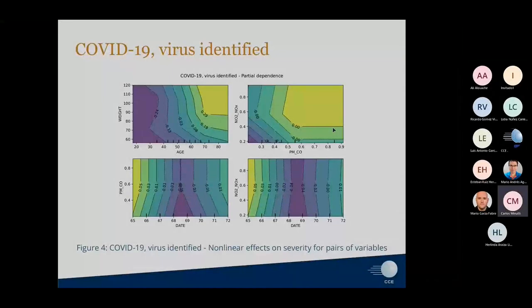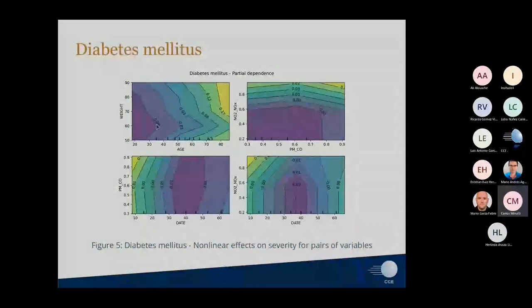For diabetes mellitus, you can see again in the weight, there is an optimal weight value with the smallest risk of severity. But if you have a higher weight or smaller weight, it's going to increase that severity. And for the pollutants, the effect is mainly controlled by NO2, but it has a small interaction with PM. Both have a larger risk when the presence of both is bigger.